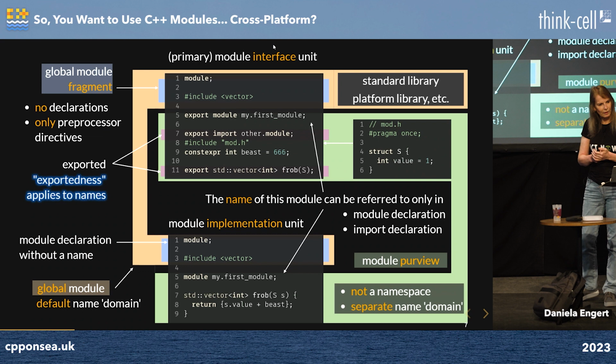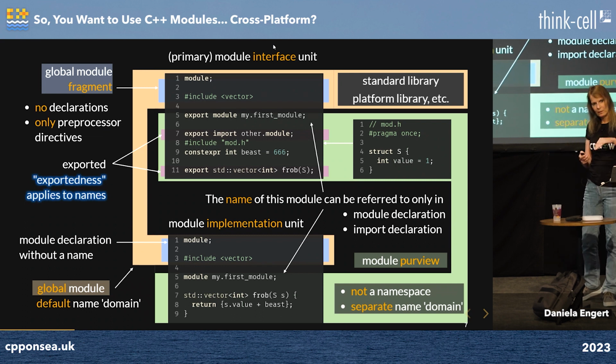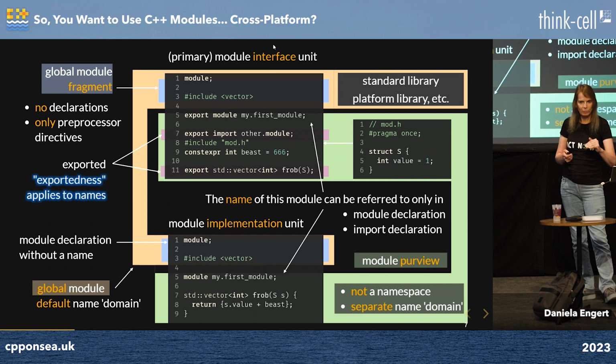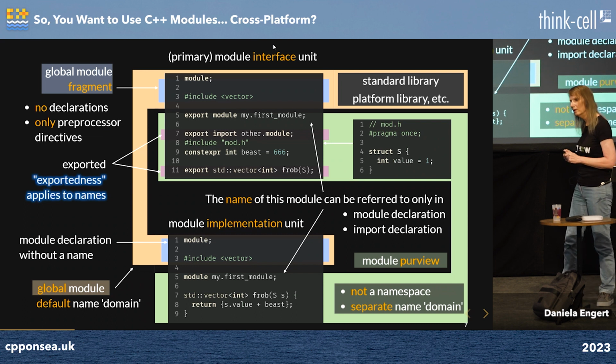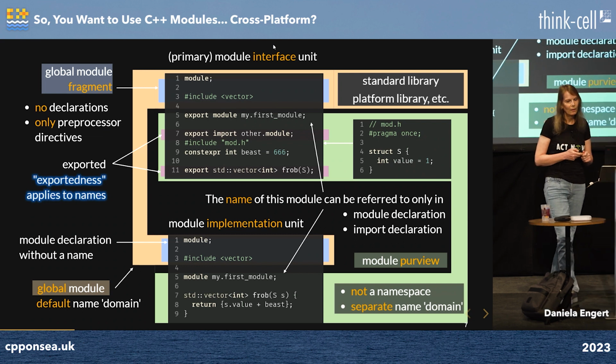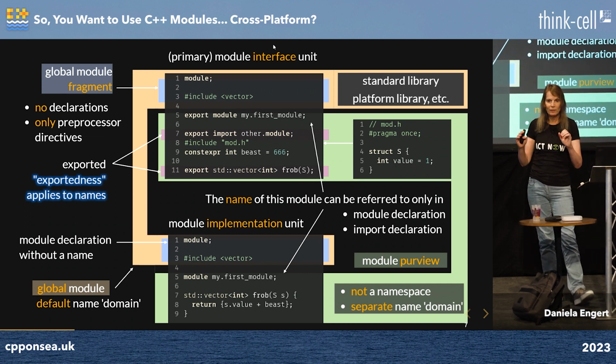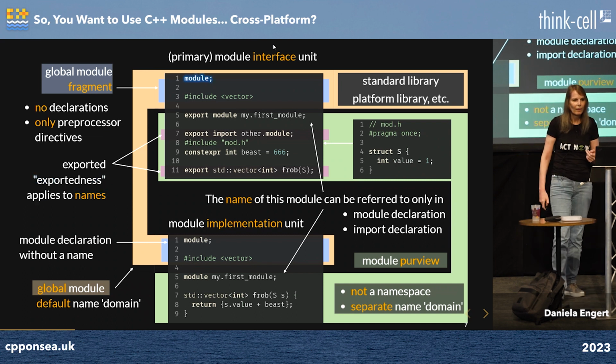So with this, we can look at the first thing that you need to understand about modules. As I've said before, you export things that you want to make available to the consumers of your library, but this exportedness only applies to the name of the entities that you want to make available. Many people think that the whole declaration of a language entity is exported. No, it's just the name. Exportedness is about visibility of names and name lookup.